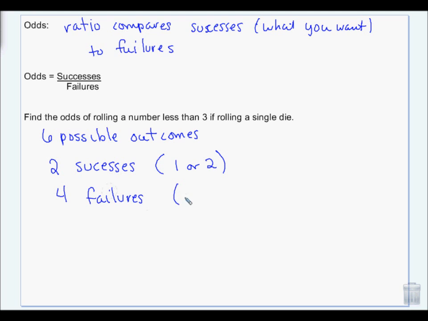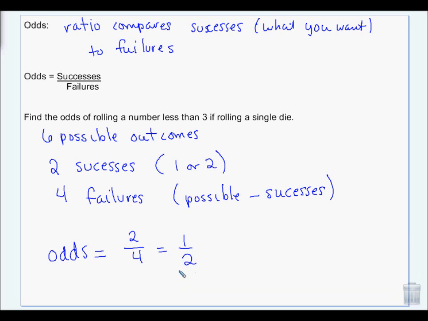So this is total possible minus successes. That's how you get the failures. So you take the total possible and you subtract the successes from it. And that gives you your failures. So the odds are 2 over 4, which can reduce to 1/2. Okay. So your odds here being 1 to 2, these are not good odds, because you're twice as likely to fail.